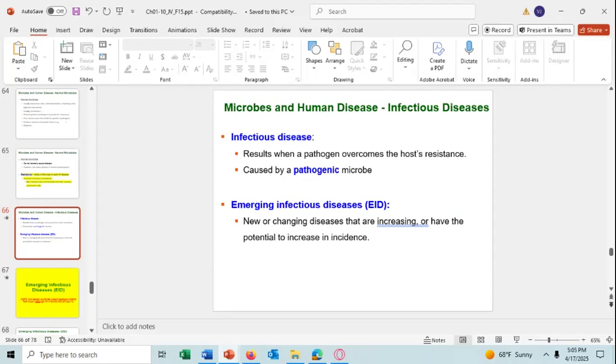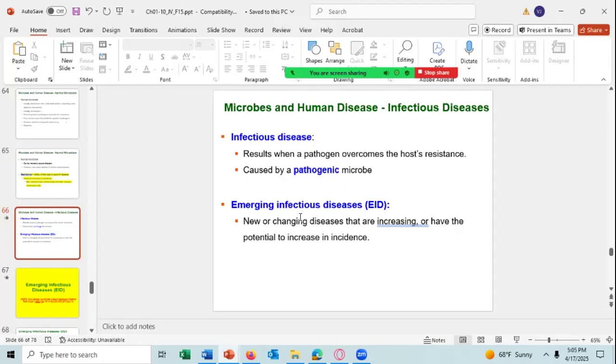Whenever the normal microbiota is not growing where it should be, it can cause disease. Like E. coli is normally found in the gut of an individual, but if it's found in the ear or in the lungs, it will be causing disease. So, an infectious disease results when a pathogen overcomes the host resistance, and an infectious disease is caused by a pathogenic microbe. A pathogen is a microbe that can cause disease, and it has certain properties that allow it to cause disease. Remember, most microbes do not cause disease.